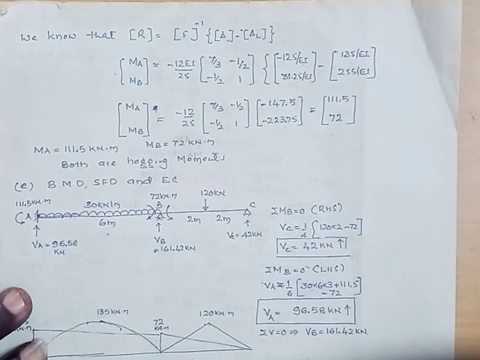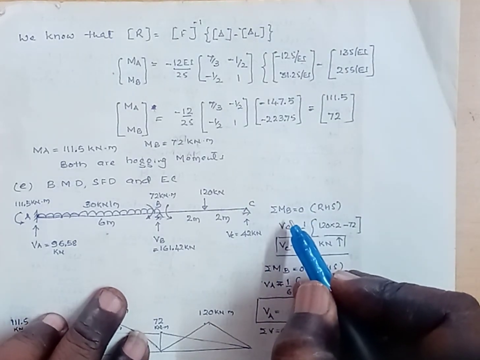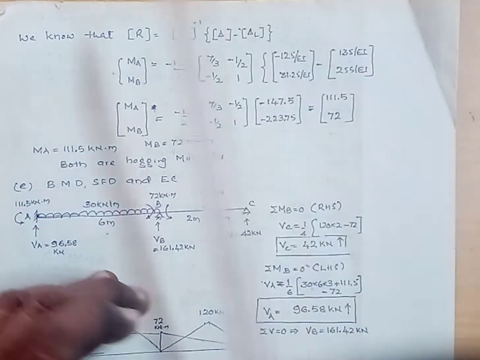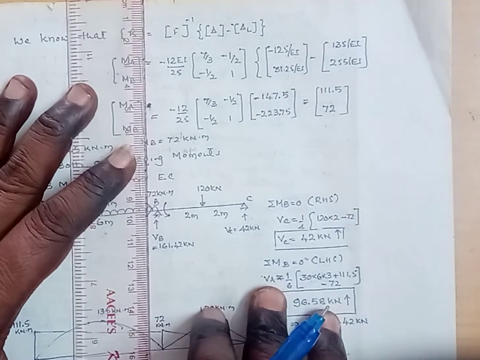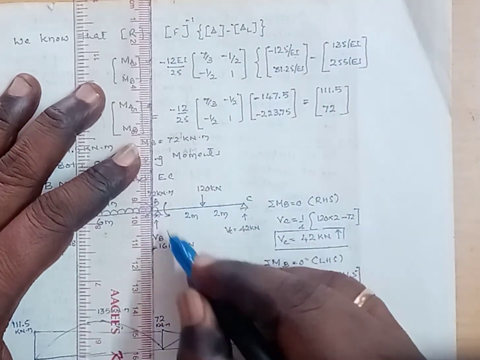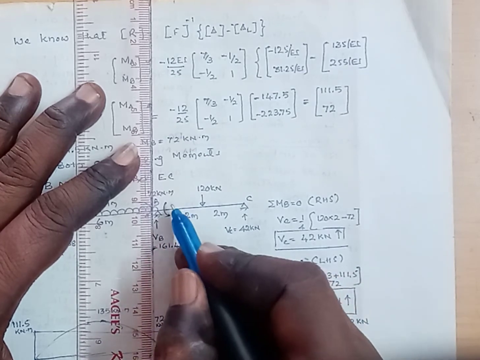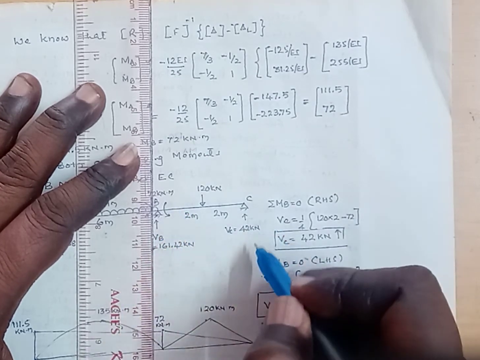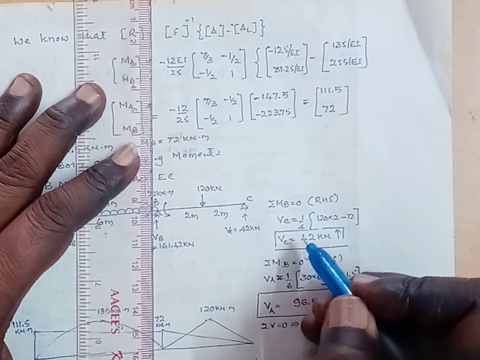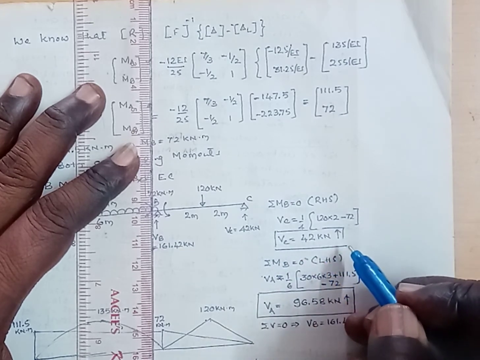Here, first we have to calculate the support reactions. By applying the equilibrium equation, summation of MB equals 0, by considering only the right part of B, then Vc into 4, that is anticlockwise, 120 into 2, that is clockwise, minus this one is anticlockwise, that is minus 72, that equals 0. By simplification, Vc equals 42 kilonewton, that is upward.